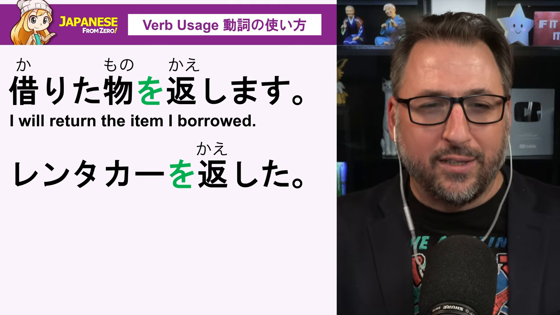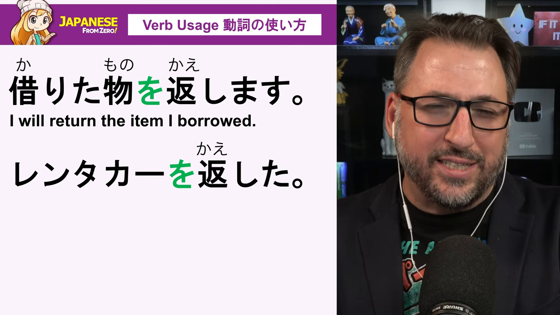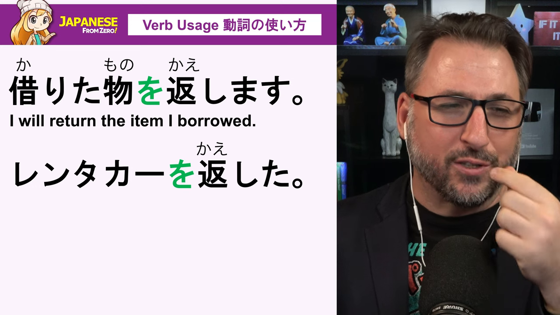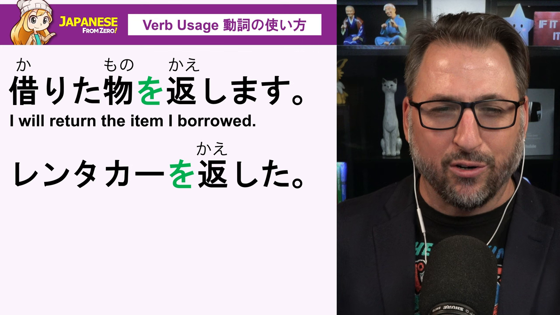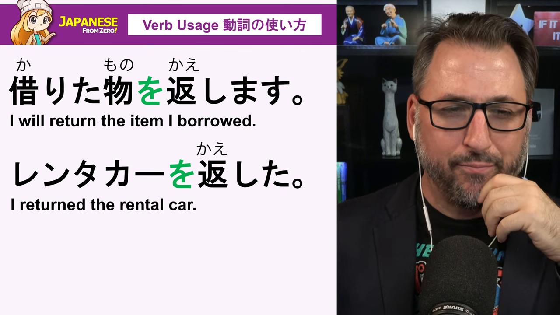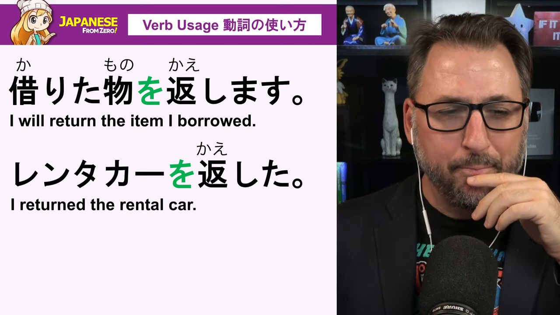レンタカーを返した. This is an easier sentence. We should have had this one first. You would have got this one. We don't even need to think about it. I returned the rental car. Easy. Okay.